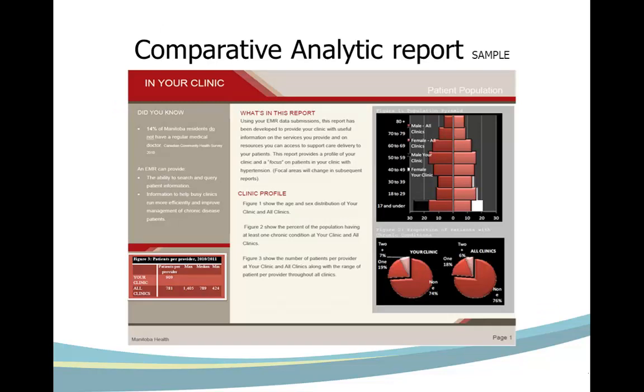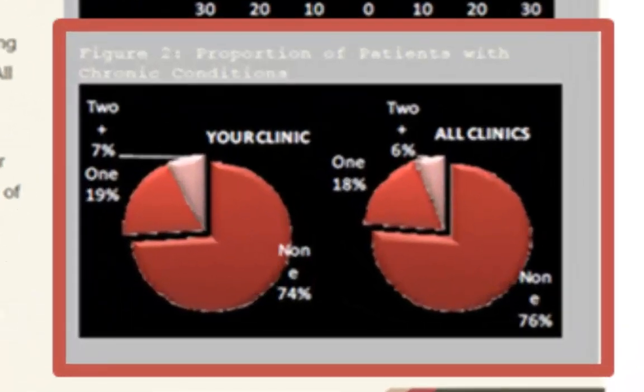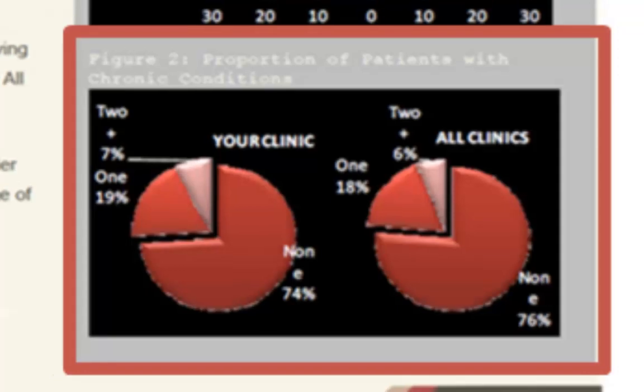Each report will be received twice per year and will focus on one of the 5 major chronic diseases that are captured in your CDM billing tariff and in the data extract. On the first slide, I will draw your attention to Figure 2 in the bottom right-hand corner. This pie chart displays the proportion of patients with either no chronic condition, 1 chronic condition, or 2 chronic conditions compared between your clinic and all the clinics who have submitted extracts through the EMR adoption program.